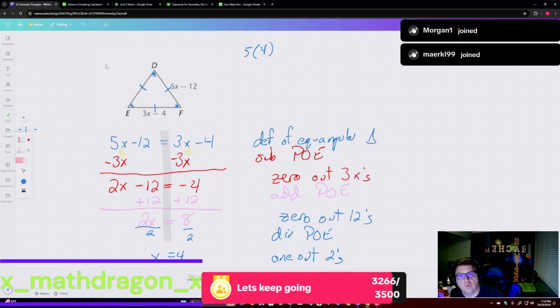5 times 4 minus 12, so that's 20 minus 12, which is 8. So that would tell you all 3 sides are going to be equal to 8. Now, we could have put that in here. 3 times 4 is still 12, minus 4 still gives us that 8. So there's plenty of numbers that we can use, plug in, but make sure at the end of the day we find that all 3 sides equal 8.